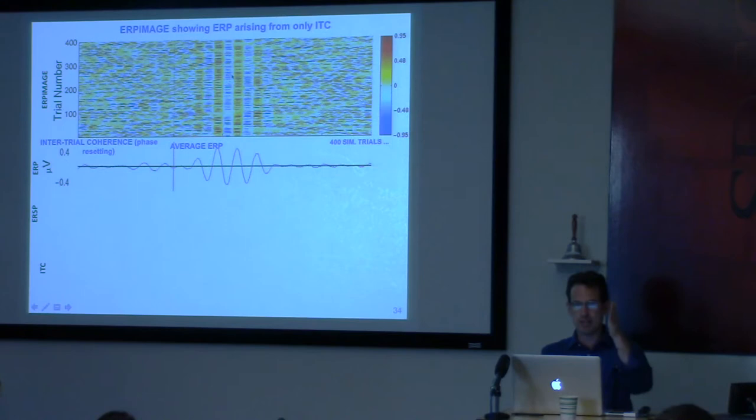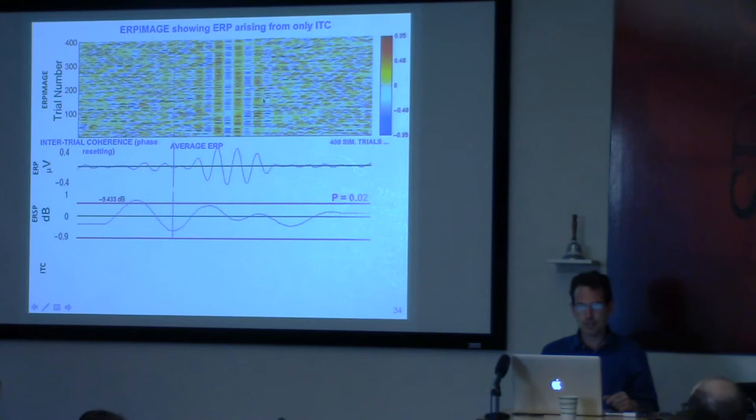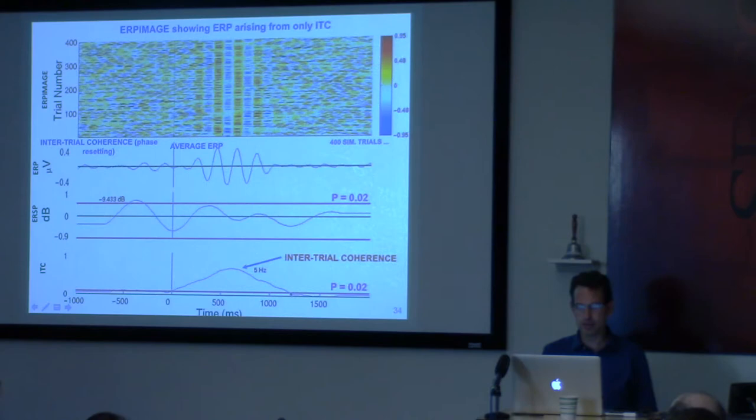It gives us a big ERP. But the actual amount of color hasn't changed. So if we were to look at an ERSP, we wouldn't see any power change. But if we look at this ITC value, intertrial coherence, we see a peak of intertrial coherence. Okay, so this is an ERP that is arising only from phase resetting or phase alignment across trials.